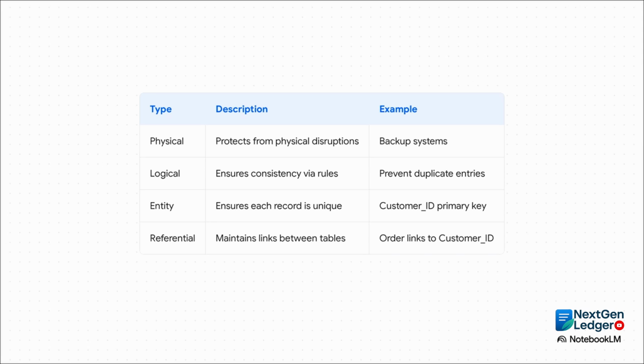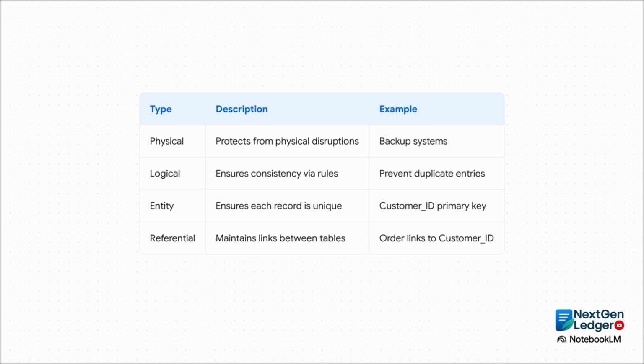But then we get into the data itself. Logical integrity is about making sure the data follows the rules. For example, a system might have a rule that says an email address has to have an @ symbol. Simple, right? Next up is entity integrity. This is kind of like giving every single person in a huge phone book a unique ID number. No 2 people can have the same one, so you always know you're looking at the right John Smith.